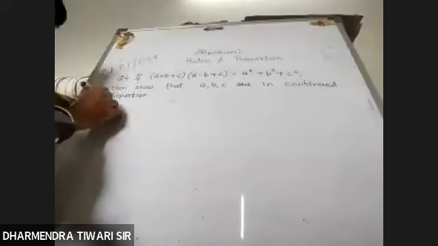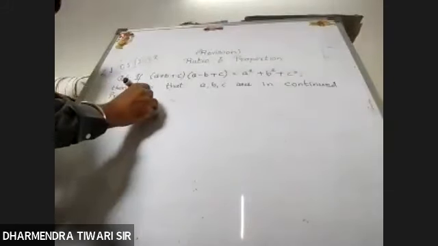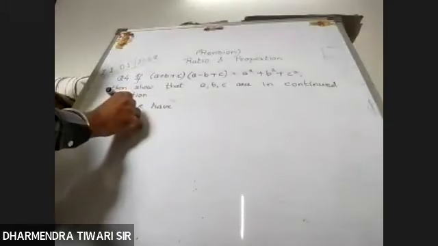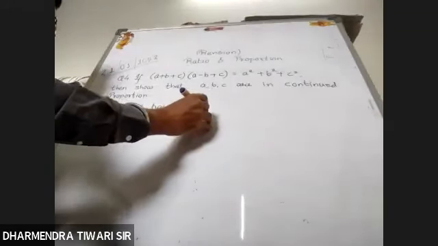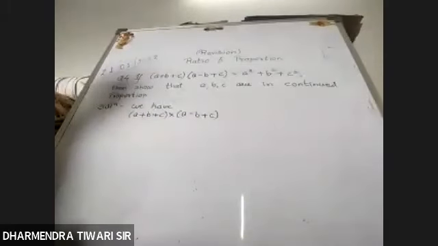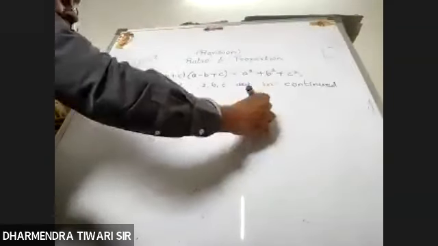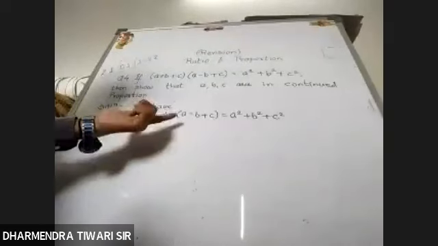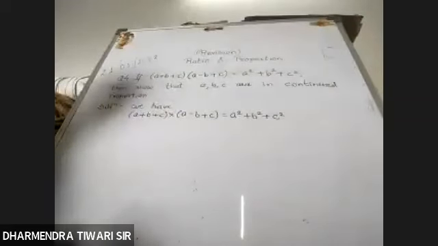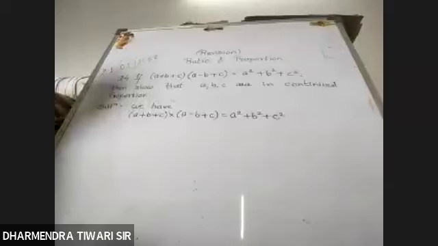Solution. We have (A plus B plus C) into (A minus B plus C) is equal to A square plus B square plus C square. Now we need to keep our right hand side as it is, and we'll be solving this left hand side. So let's open the bracket. Hope you all know how to multiply 2 brackets. In case you don't know, I will show you an example.